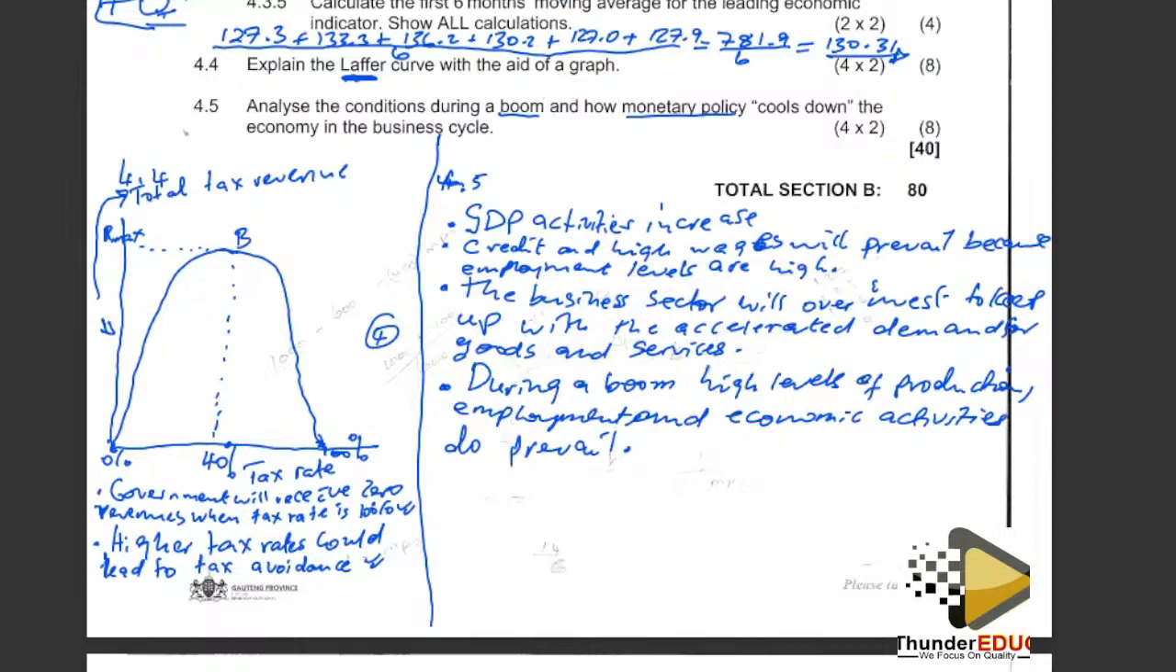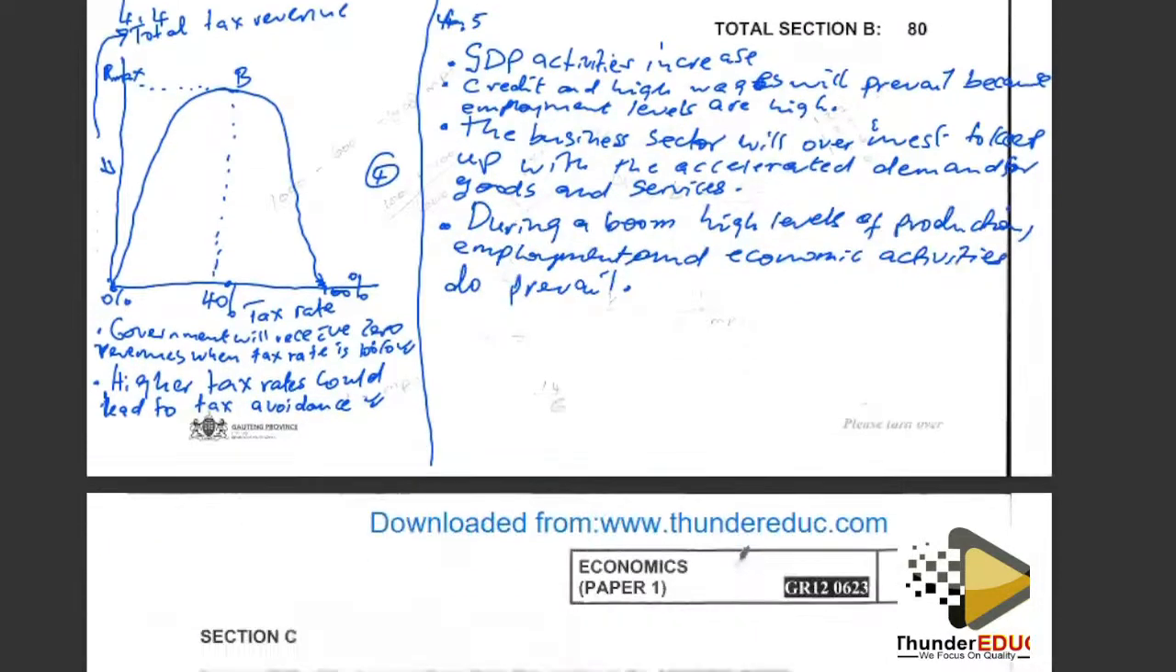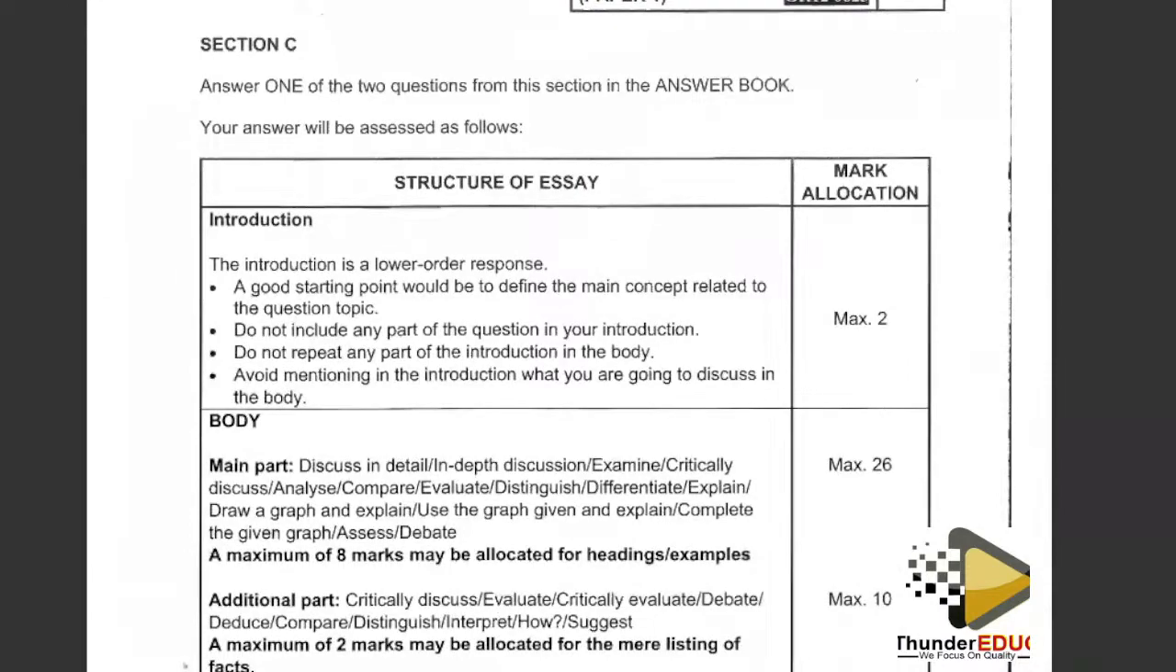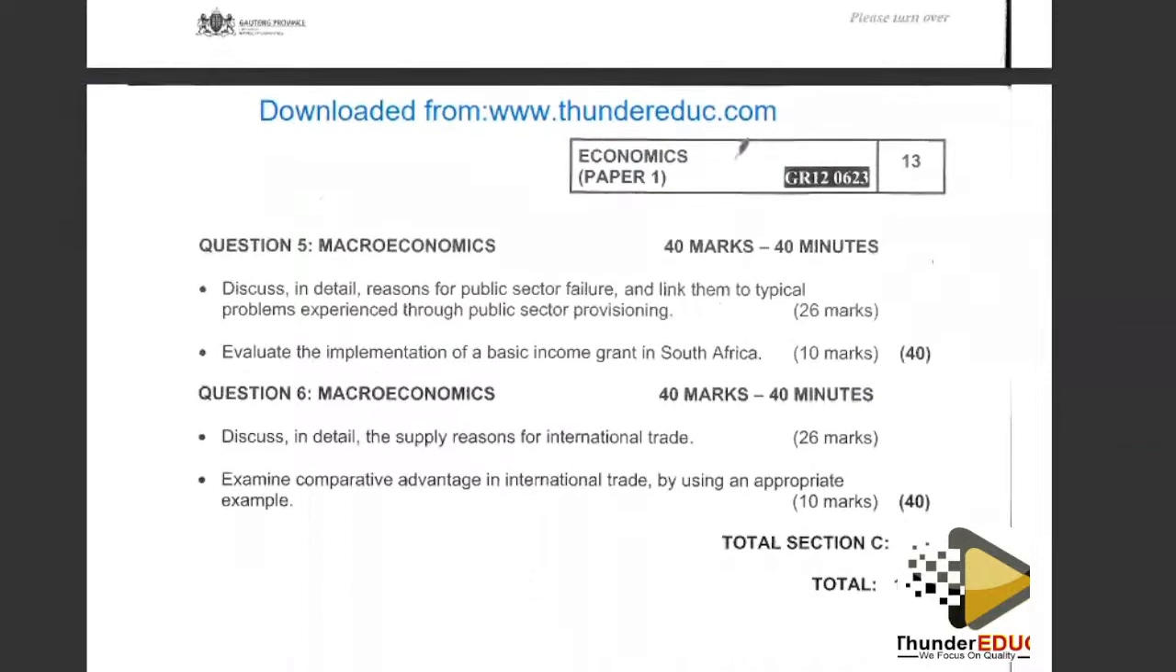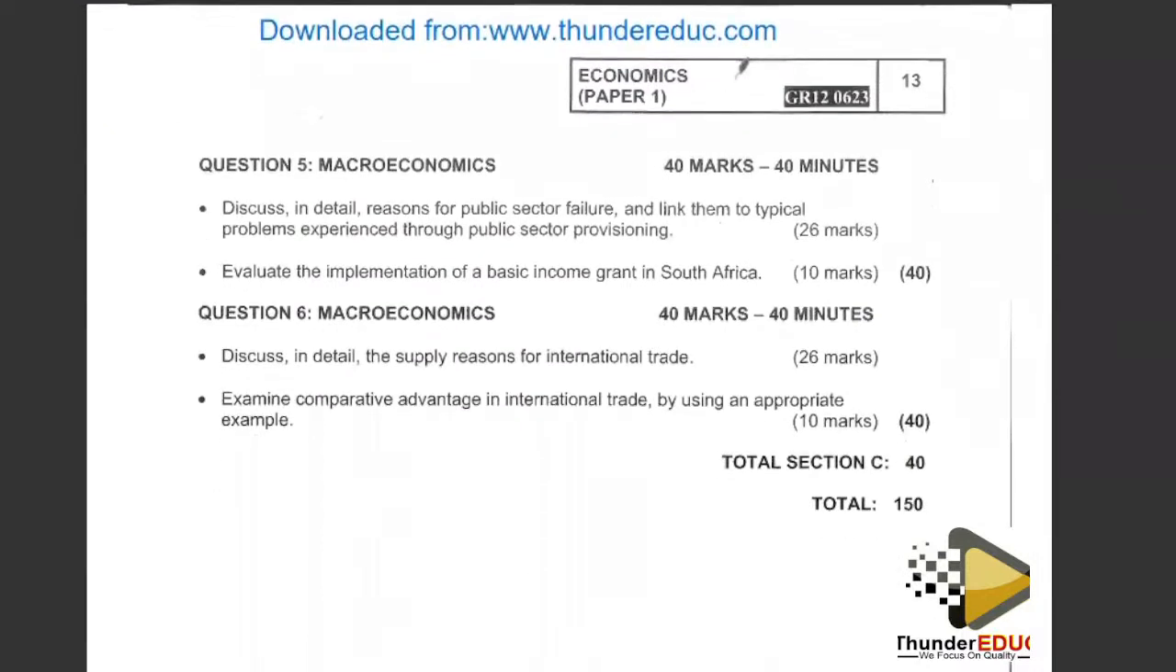Our last section is section C. And section C comprises questions. The expectation under this section C is to make sure that you select one question out of two. And you should spend 40 minutes on this question because it carries 40 marks. The good part of our economics papers, in most cases, is that they also show the time that you must spend under each and every question.